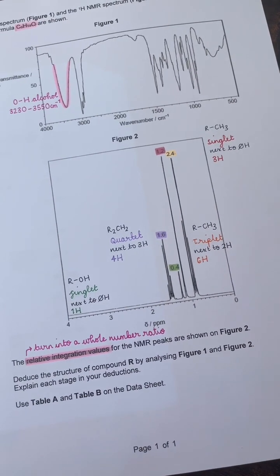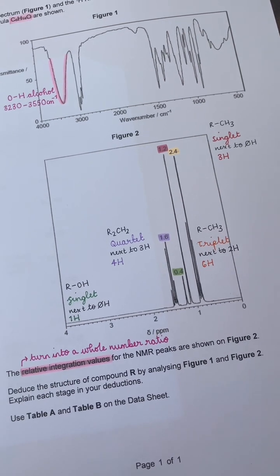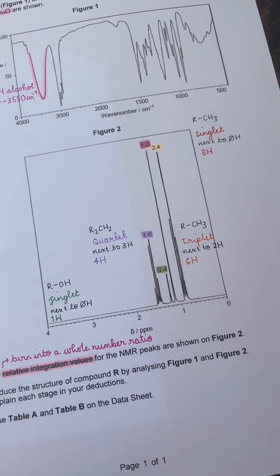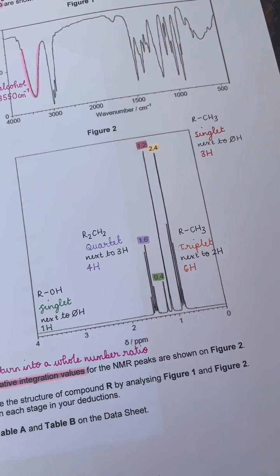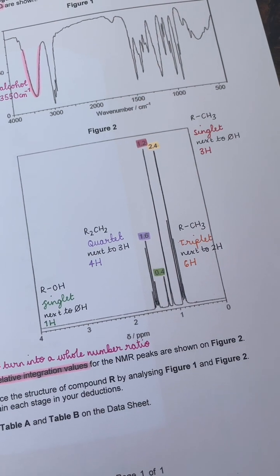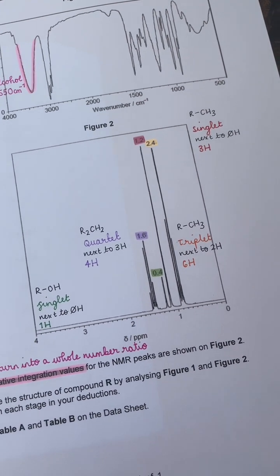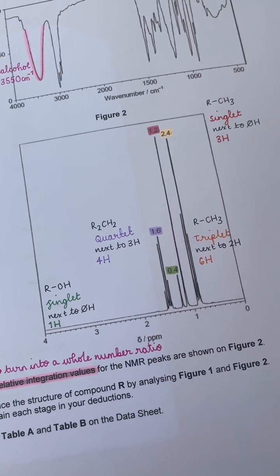Then we're going to go on to have a look at figure 2. So figure 2 is showing us the hydrogen NMR spectrum of compound R, and I've annotated everything that I like to annotate on either the NMR spectrum, if that's how we've been provided it, or if you get certain parts of the information in a table, I would still be adding everything that I've annotated here just around the table instead.